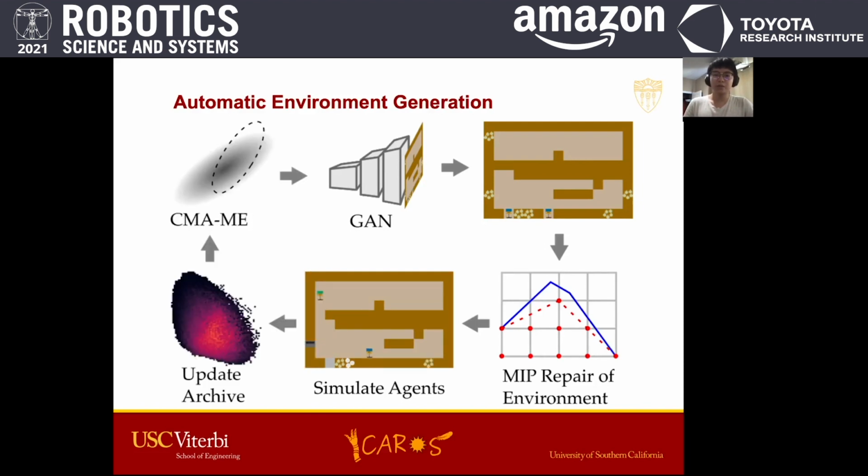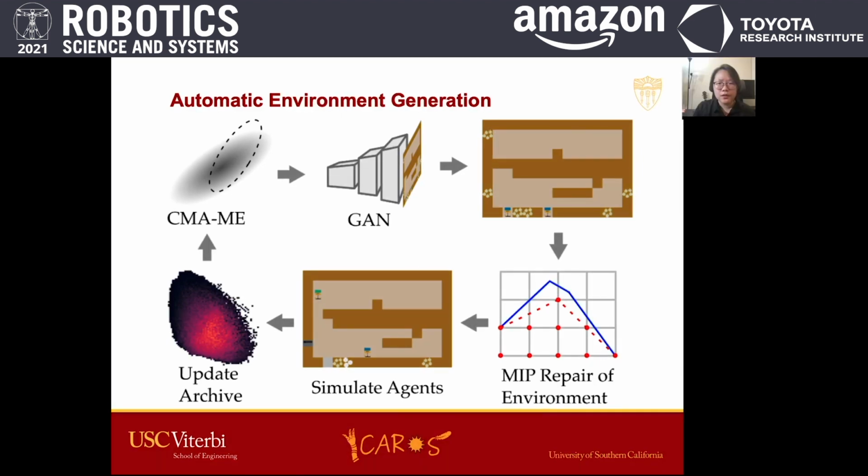As we said, we wish to generate not just one environment but different environments that result in a diverse range of coordination behaviors. Therefore, we follow a quality diversity approach, where we use CMA-ME, a state-of-the-art quality diversity algorithm, to search the latent space of the GAN for environments that exhibit different coordination behaviors.